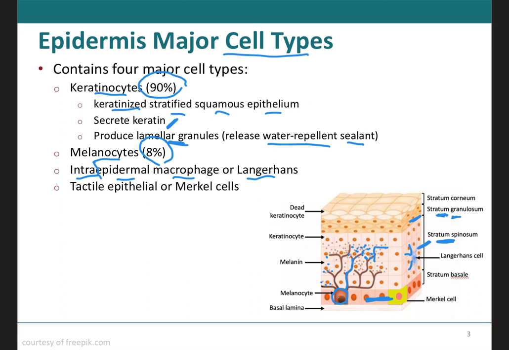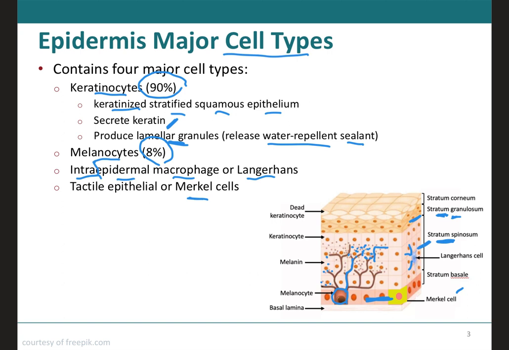Next, we have what we call the tactile epithelial cells, or also known as Merkel cells. They are the least numerous of the epidermal cells, and they're going to be located in the deepest layer of the epidermis, therefore in the stratum basale. These cells are a type of sensory neuron that will detect touch, and it makes sense that it detects touch instead of pressure, for example, as it is located further up in the skin.